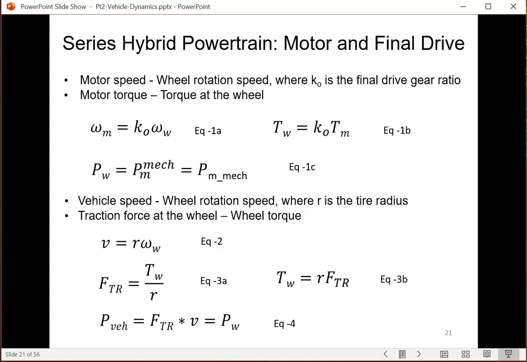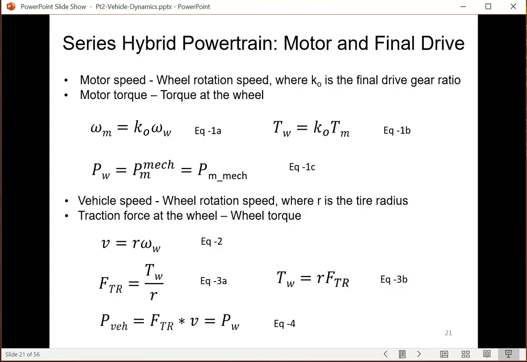But FTR equals TW over the radius. That's equation 3A. Or TW equals R times the traction effort. So that relationship is the same; it basically just changes format slightly. So equation 3B and 3A are basically the same thing.